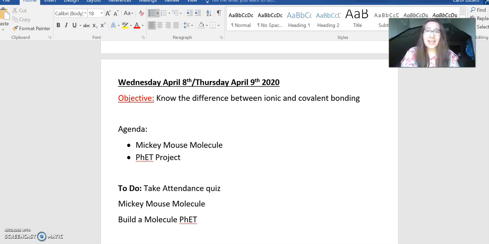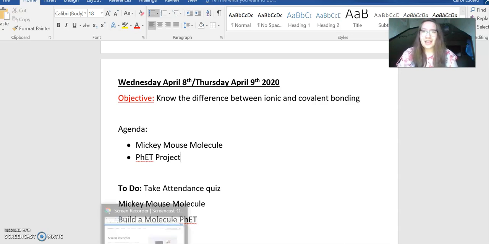This is your screencast for Wednesday, April 8th and Thursday, April 9th. So today you are going to know the difference between ionic and covalent bonding, and we're going to be doing this through the Mickey Mouse molecule. This is another one of the pages in the handout that you got in the packet. And then I'm also going to talk about doing the next part of the PhET project today.